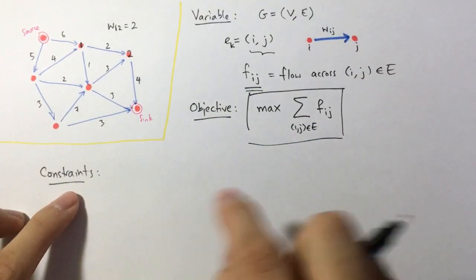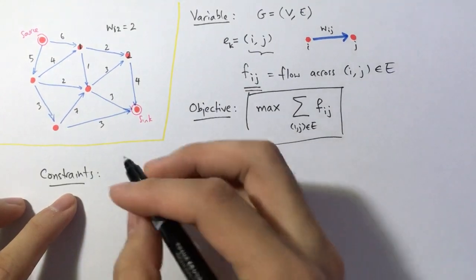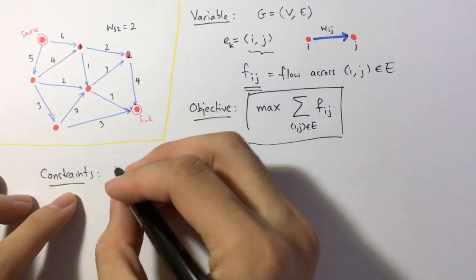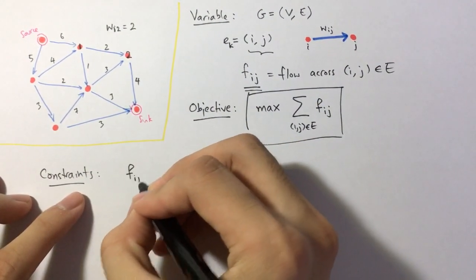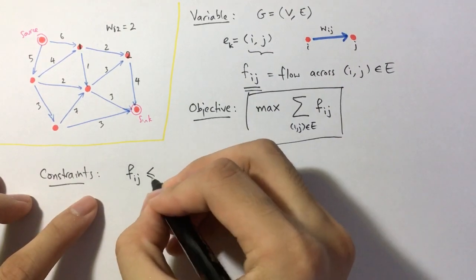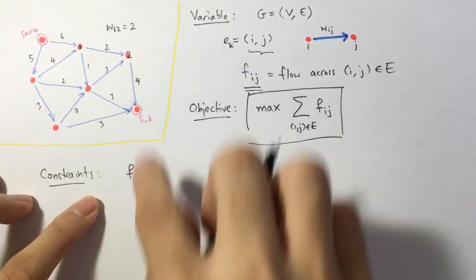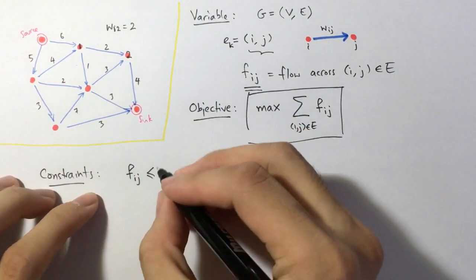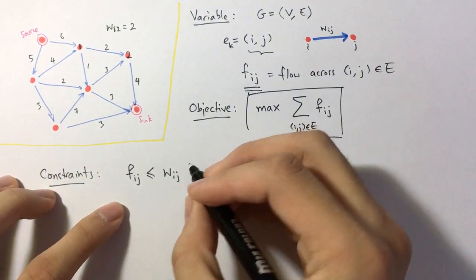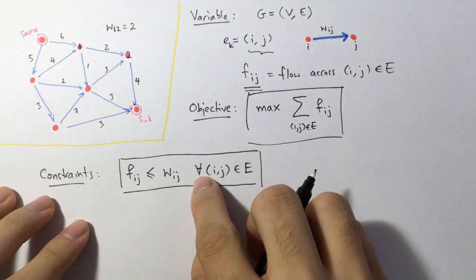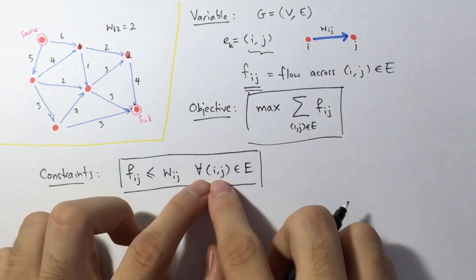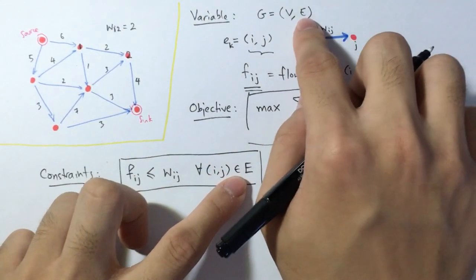So one of the constraints will be that the maximum flow, the amount of flow that we have in maximum flow, will have to be less than whatever the weight is across that particular edge. So this will be written like this. This symbol means for all. So this is for all the edges in our set of edges in the graph.